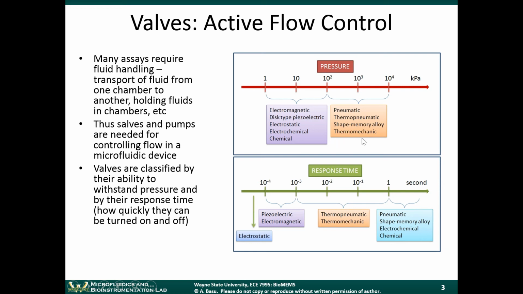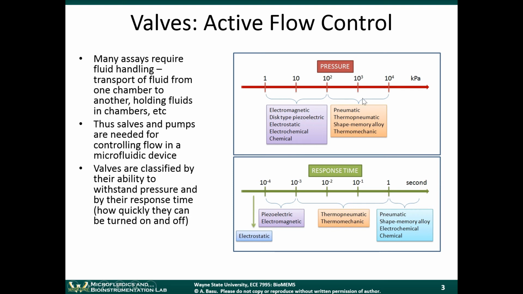Thermomechanic valves. We're not going to have time to actually talk about all of these. We're just going to focus on the ones that are more closely related to microfluidics. Electromagnetic valves, piezoelectric valves, electrostatic ones, electrochemical and chemical valves. A lot of these types of technologies have their role in microfluidic devices. We're only going to be talking about a subset of them.